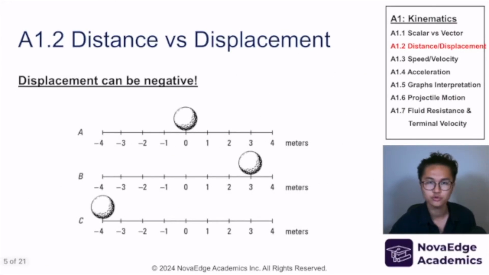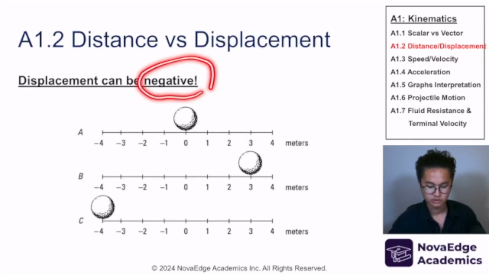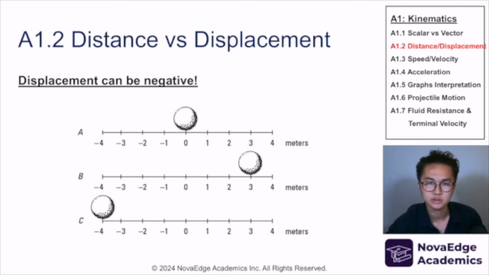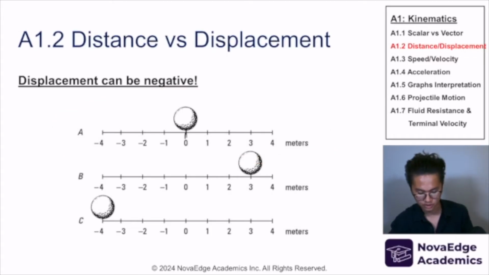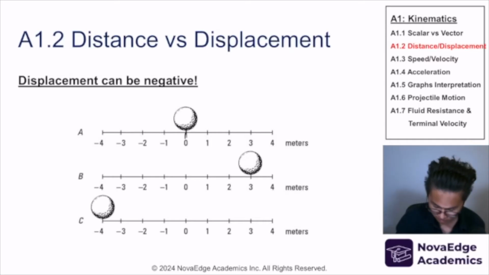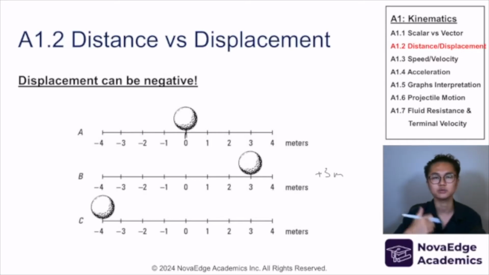Now, this is true for any vector quantities, but vector quantities can be positive or negative. And what does that mean? How can you have a negative quantity? Well, the negative and positive indicate the direction of the quantity. So as an example, in scenario A, we have 0 displacement. The ball is just staying at 0. In position B, we have a displacement of plus 3 meters, okay? What do we mean by plus? It means it went to the right.